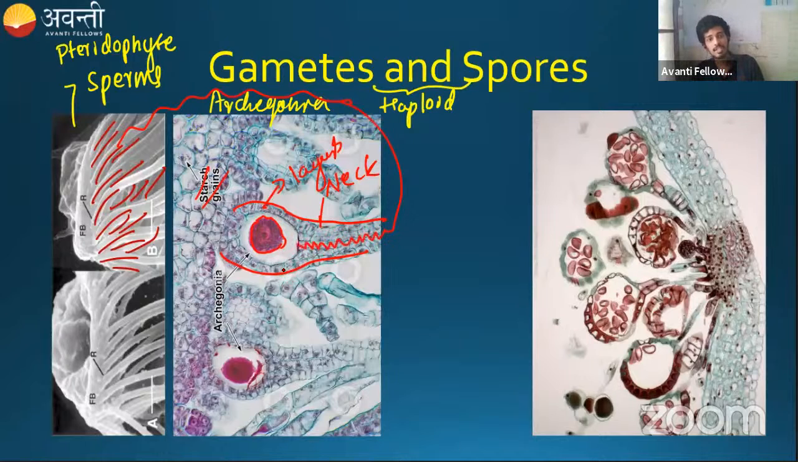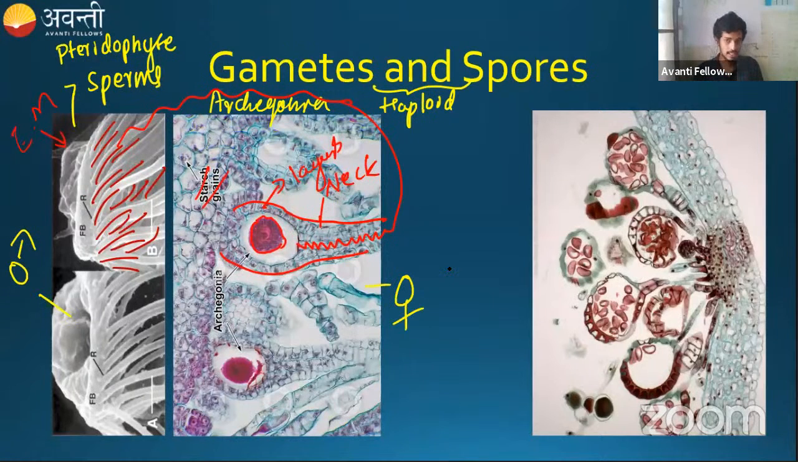No, actually, this one is an electron microscope photo. This is not an electron microscope photo; it can be visible in a regular compound microscope only. So you can simply observe the two types of gametes here. One is the male gamete and another one is the female gamete, right?